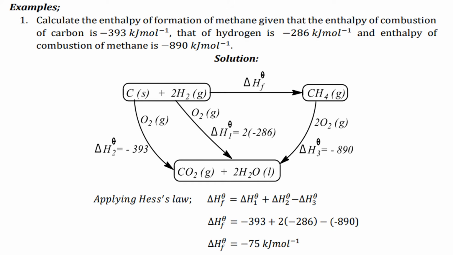Example 1, involving application of Hess's law. Calculate the enthalpy of formation of methane, given that the enthalpy of combustion of carbon is negative 393 kilojoules per mole, that of hydrogen is negative 286 kilojoules per mole, and the enthalpy of combustion of methane is negative 890 kilojoules per mole.